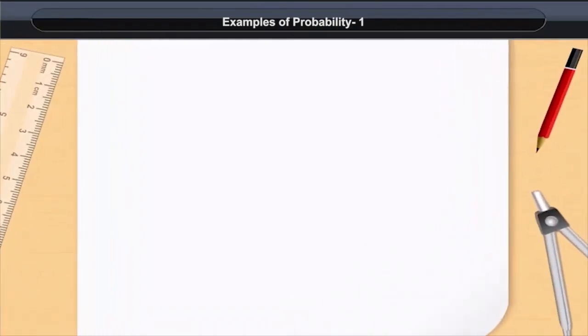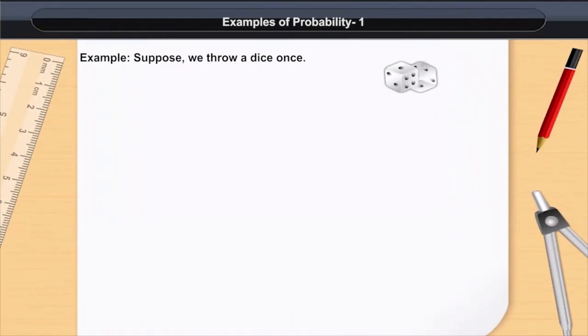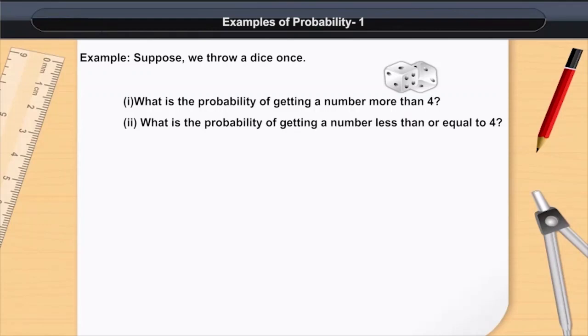Examples of probability. Example 1. Suppose we throw a dice once. 1. What is the probability of getting a number more than 4? 2. What is the probability of getting a number less than or equal to 4?